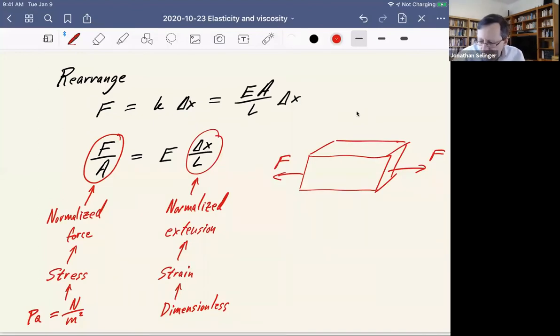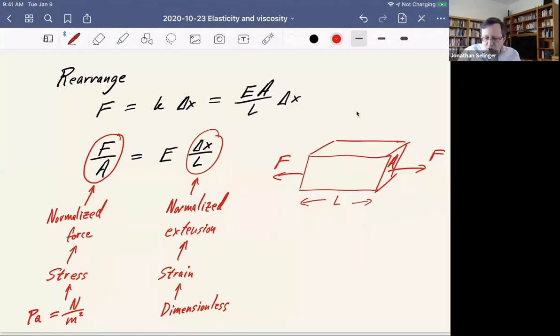And so the stress is the force divided by the area perpendicular to the force, right? So it's the area of the sides, left and right in this example. And the strain is the extension divided by the length, the natural length in the direction in which the material is stretching. Okay, so that is a simple way of characterizing this kind of stretching experiment.